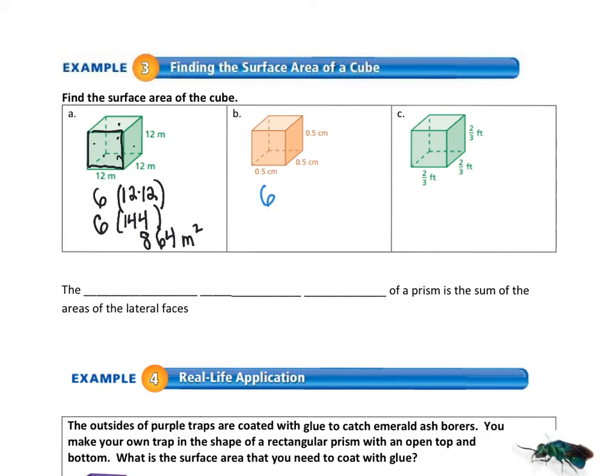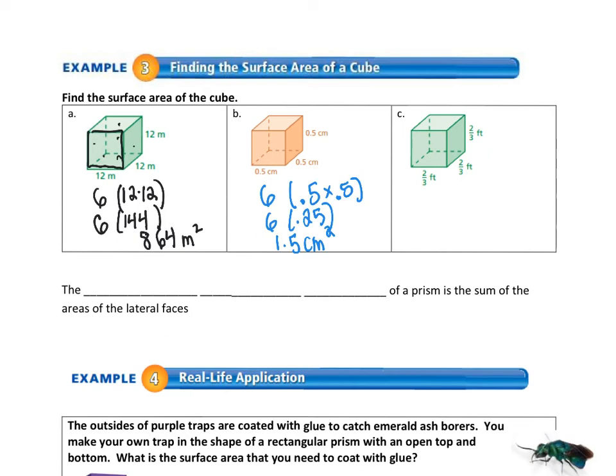We have 6 faces, and each face has dimensions of 0.5 by 0.5. Okay, 0.5 times 0.5 is 0.25. And when you multiply that by 6, because there are 6 faces, we get 1.5. The units on this will be centimeters squared.